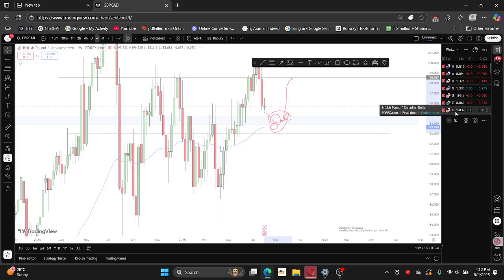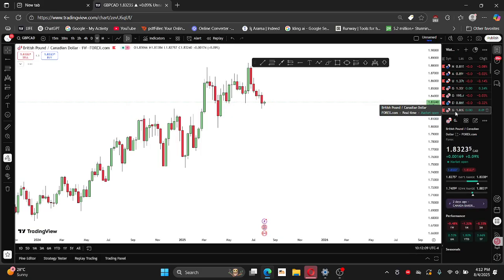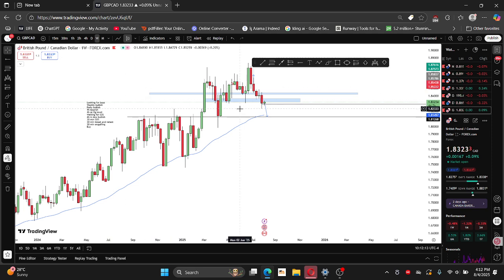Then I have GBP CAD. I'm also looking to sell this pair because the market is now very much. This is a very long trade, guys. If I tell you that this trade will reach this level by the end of this year, you won't believe. But you tell me this will be a long trade. Trust me, trust me.